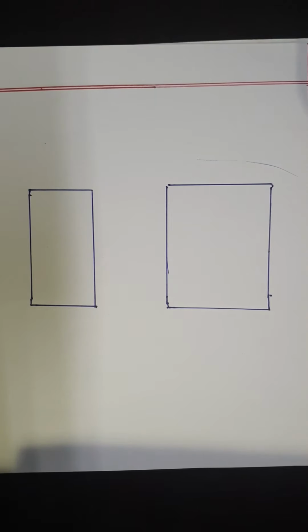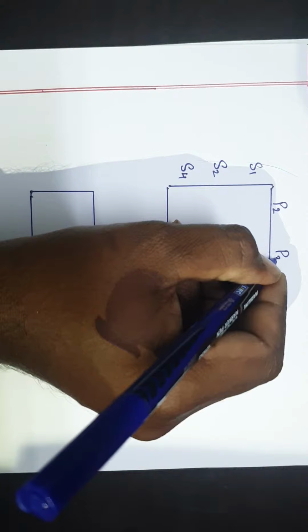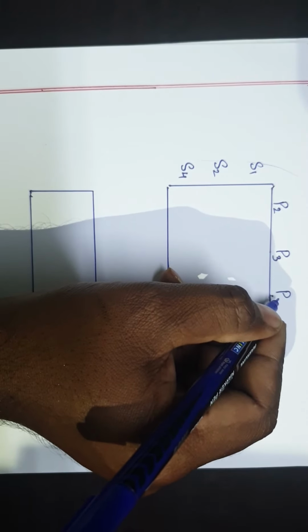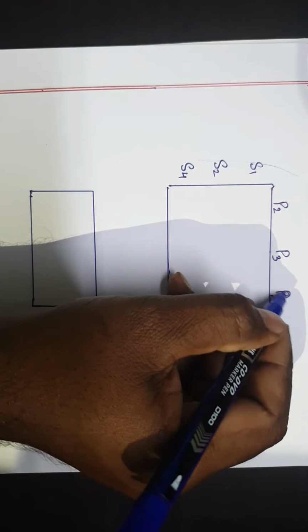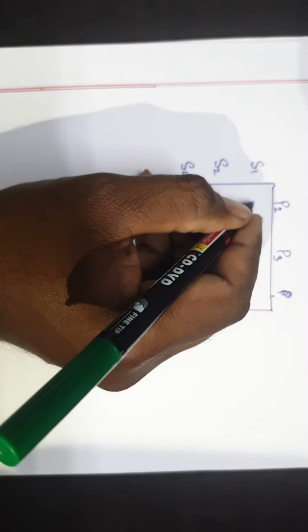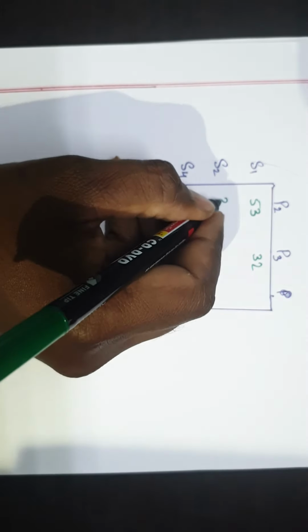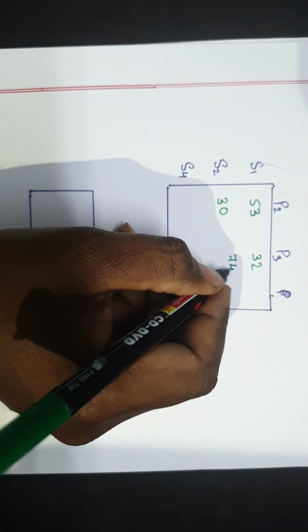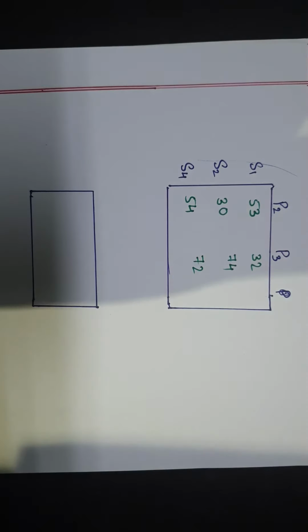After eliminating that, whatever the leftover values are there, that one you have to write. So, here S1, this one is S2, this one is S4, this one is known as P2, this one is P3, and this one is P4. You already eliminated the P4 in the last column, so no need to write it. After that, write the remaining values: 53, 32, 30, 74, 54, 72.